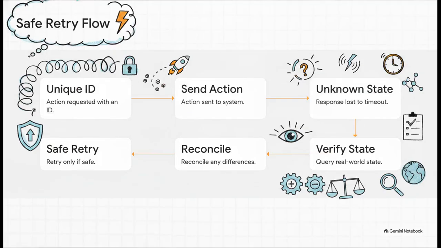If you're building distributed AI systems, you absolutely have to bake this exact logic into your architecture. It's not optional. Every request needs a unique ID. When a response is lost and the state is unknown, your AI cannot just guess. It has to query the downstream system, verify the actual real-world state, reconcile any differences, and retry only if it mathematically proves that it's safe to do so.